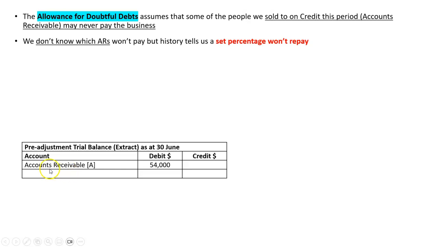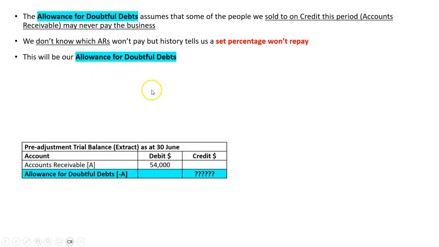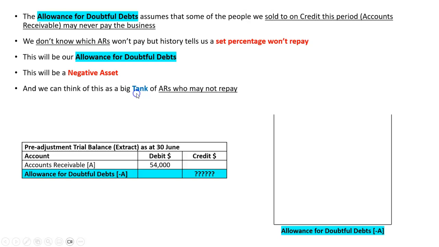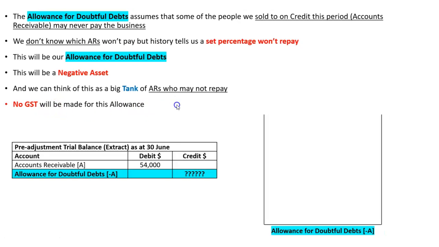So let's say we had a trial balance with accounts receivable of $54,000. Well, what we should do is recognize that it's very unlikely that all $54,000 will repay. So what we should do is record an allowance for doubtful debts, which is a negative asset. So if assets have debit balances, an allowance for doubtful debts, which is a negative asset, will have a credit balance. But how much should it be? We've got to give this negative asset an amount. And that will be given to us in the question. But what we can do is think of it as a big tank of accounts receivable who may not repay. And we don't worry about GST for step 1. We'll explain why in a second.